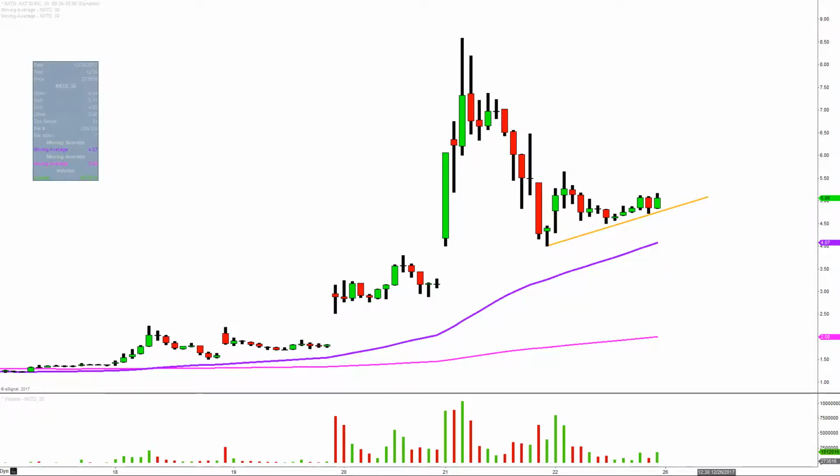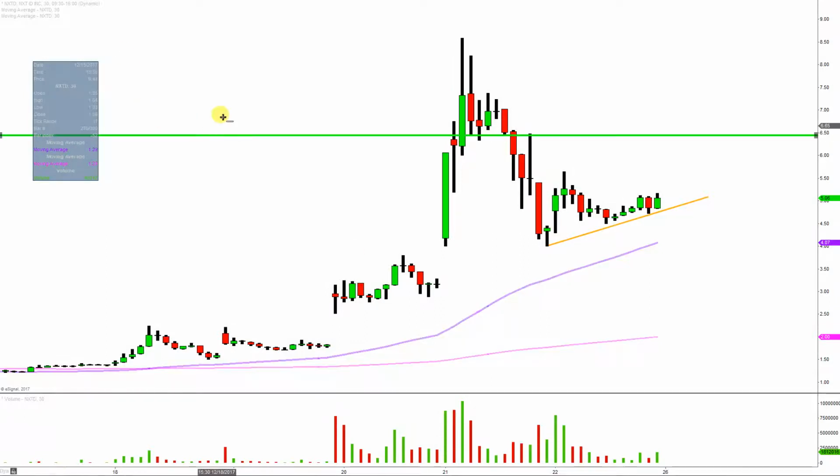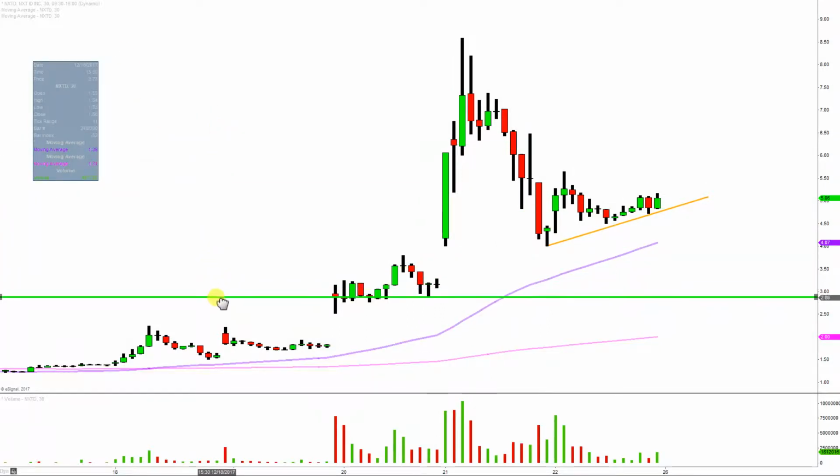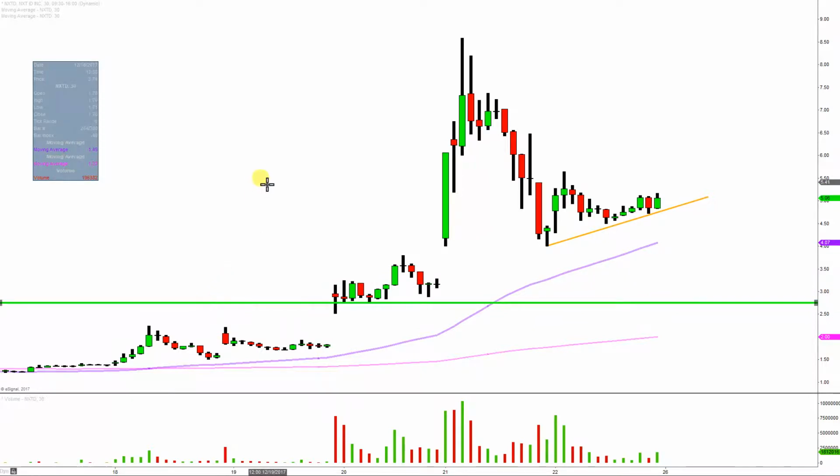Now, as far as kind of must-hold areas of support, and I'm not saying this level is going to get tested or anything, but for me, this level down here at 275, very important level. But I'm just going to leave it at that, because as it stands right now, the price is doing a great job of not only holding above the purple line, but doing a great job of holding above that orange trend line.